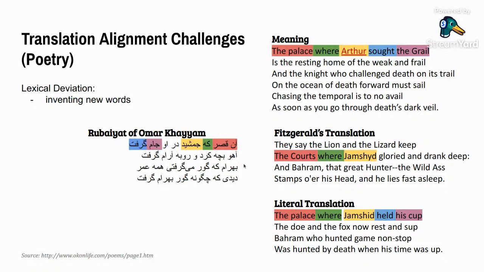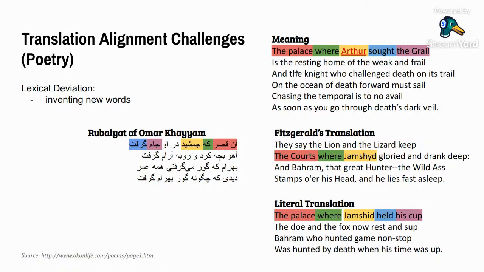So when we start aligning or using automatic methods to align these texts, they will face very big problems because they will not find any correspondence between the drunk, deep, and the source text.